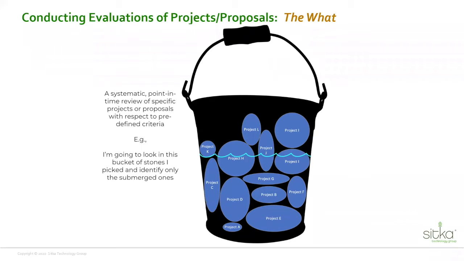So if it's fully submerged, it gets a certain rating. If it's partially submerged, it gets another rating. If it's not at all submerged, it gets a different rating than the other two. So it's a way of prioritizing the level of submergence of a stone. That's what we're doing.